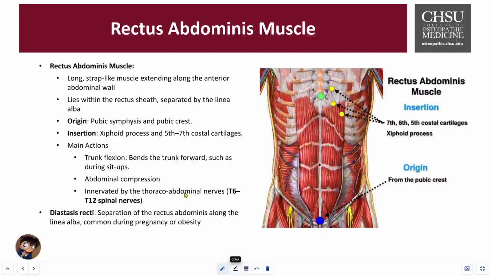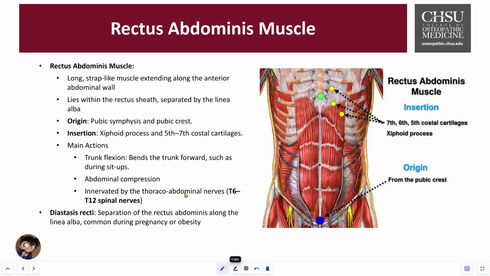This one is a long strap-like muscle that extends along the anterior abdominal wall. It lies within that rectus sheath, separated by the linea alba. The origin of this muscle is the pubic symphysis as well as the pubic crest, and its insertion point is the xiphoid process plus the 5th to 7th costal cartilages.